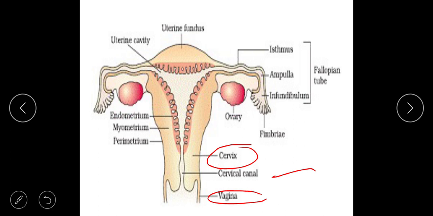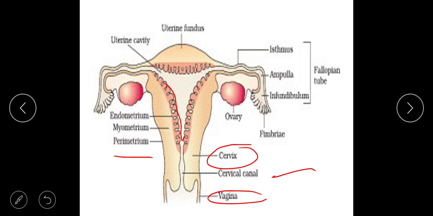Now the inner lining, you can say the uterus, consists of three layers. The outermost layer is called the perimetrium, the middle one is called the myometrium, whereas the innermost layer, you can see the finger-like projection also. It means thickening is there, not finger-like projection, you can say thick wall, we call it the endometrium.